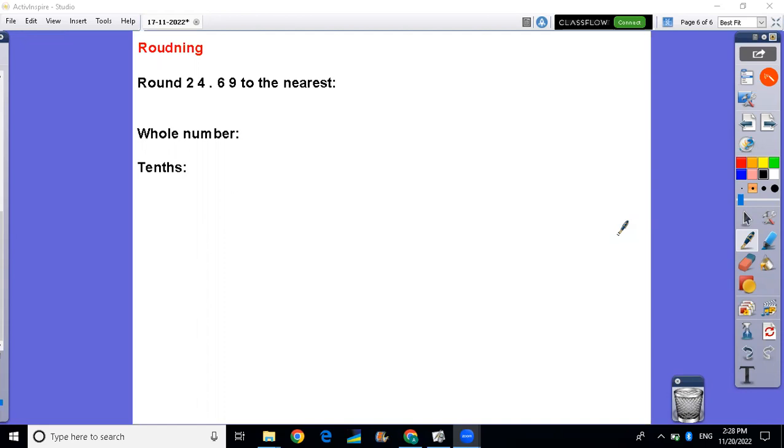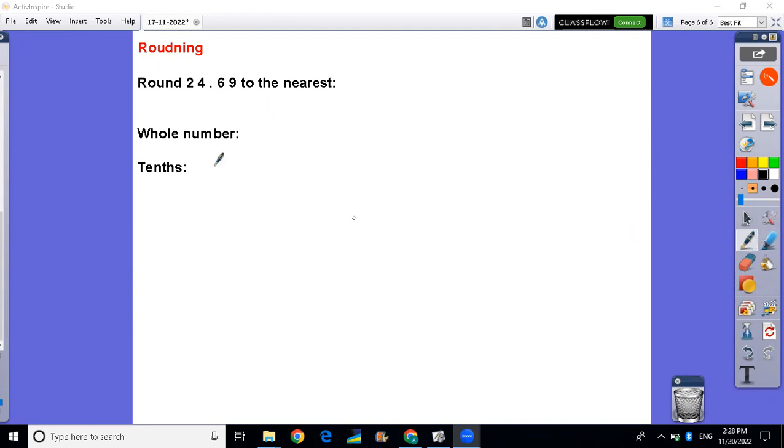And in today's video, we're going to have a look at how to round, especially rounding to the nearest tenth and rounding to the nearest whole number. And the rest are just going to follow the same steps exactly. All right, so we got here one example, which is rounding 24.69 to the nearest whole number and to the nearest tenths.